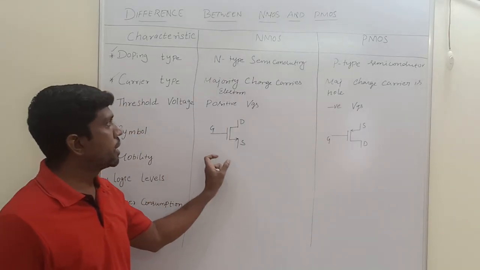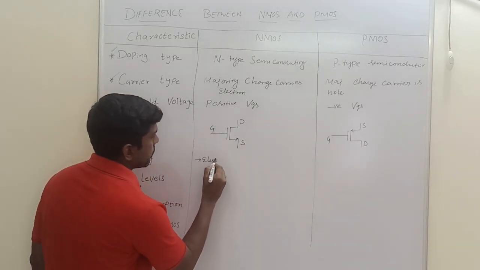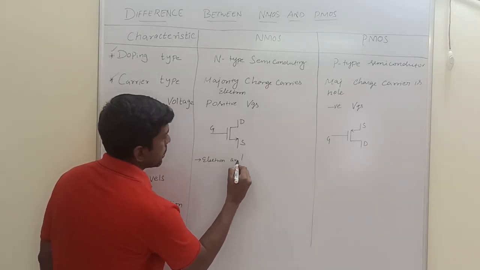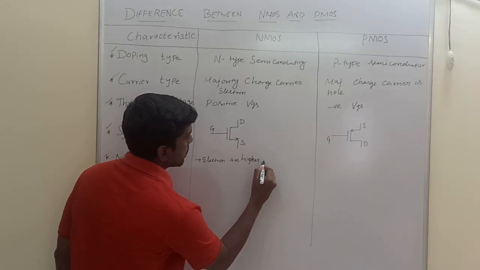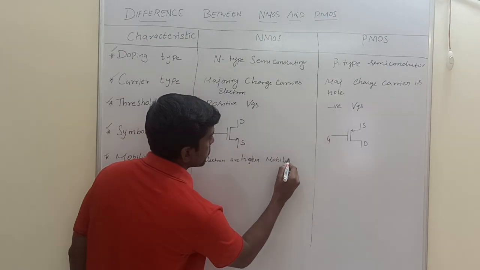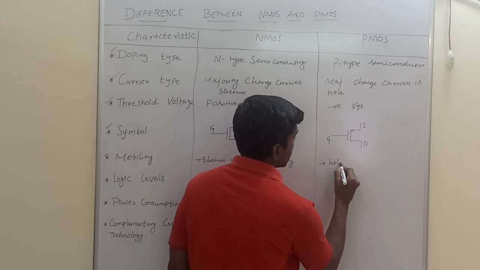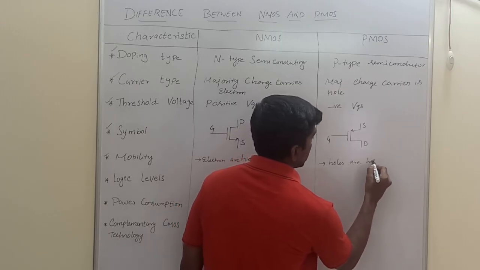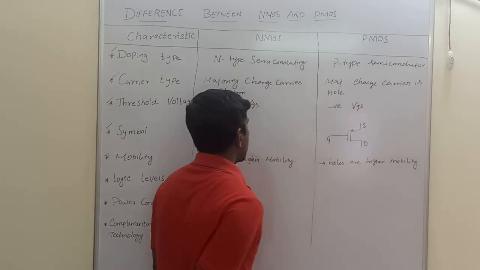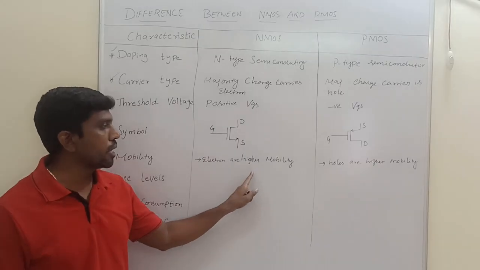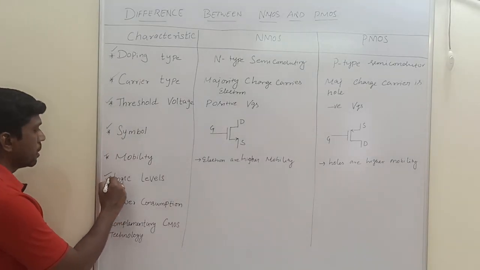The next one, mobility. So mobility of NMOS transistor and PMOS transistor. Here in NMOS transistor, electrons have higher mobility. In PMOS transistor, holes have lower mobility. So in NMOS transistor, electrons have higher mobility; in PMOS transistor, holes have lower mobility. The next one, logic level.